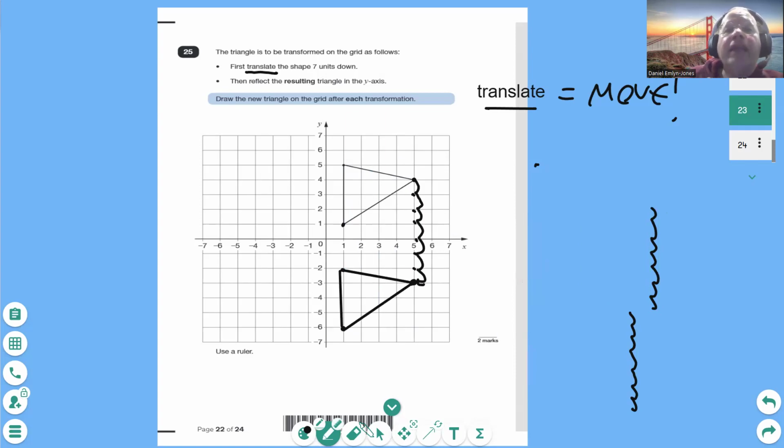Now reflect the resulting triangle in the y-axis. Well, this is your y-axis, isn't it? So we have to reflect it. Imagine it's a mirror. So this point there is 1 square to the mirror, so we write the reflection 1 square beyond. That's 1 square there. This one is 1, 2, 3, 4, 5 squares from the mirror, so 1, 2, 3, 4, 5 squares there, you see. And there we have it, the reflected shape.